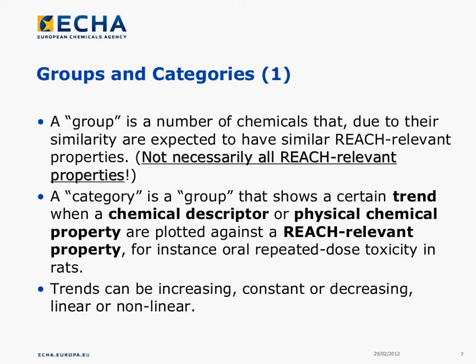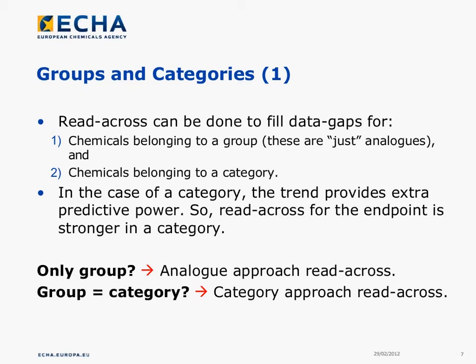A category is a special sort of group. In a category, you see a certain trend, when a chemical descriptor or physical-chemical property is plotted against a REACH-relevant property. For instance, oral repeated dose toxicity in rats is a REACH-relevant property, and the chemical descriptor can then, for instance, be the chain length in the case of alkanes, the number of C atoms. And if you plot that, then maybe we see some sort of trend, and in this respect, this group is a category. The trends we are seeing can be increasing, can be constant, can be decreasing, it can be linear or non-linear.